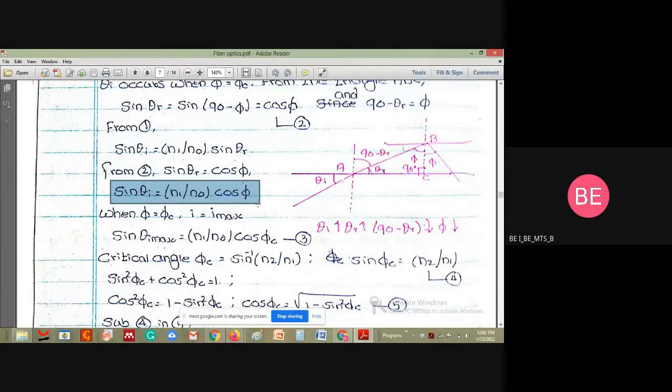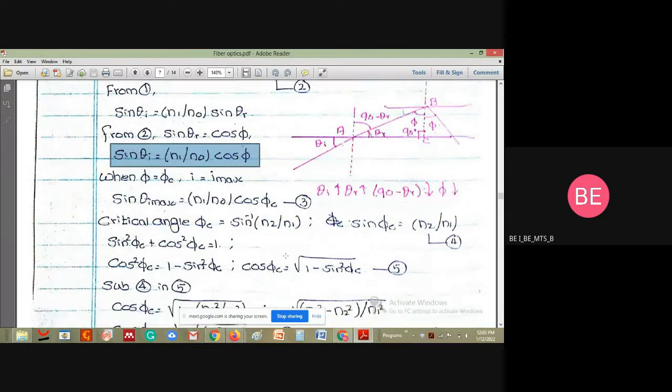Why are you replacing sine theta r with cos phi? Because from the sketch you can find that theta r is equal to 90 minus phi, and sine of 90 minus phi is equal to cos phi. And hence you are replacing sine theta r in equation number 1 with cos phi, so that the resultant equation becomes sine theta I is equal to n1 by n0 into cos phi. This is the thing we have already perceived, that when theta I is equal to theta I max, phi will be equal to phi c, right?